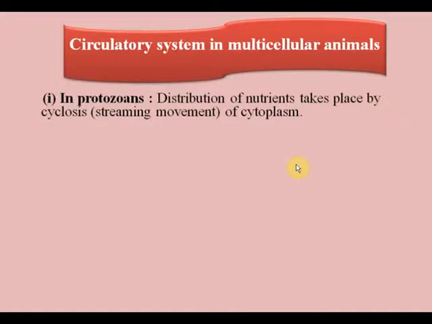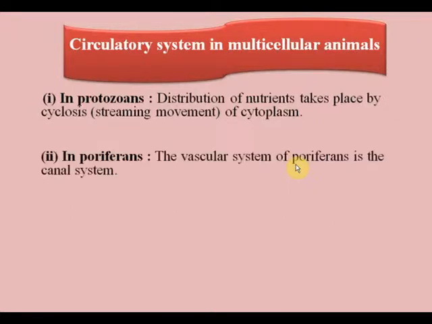Next, circulatory system in multicellular animals. In protozoans, distribution of nutrients takes place by cyclosis of cytoplasm. What is cyclosis? Cyclosis is streaming movement. In poriferans, the vascular system is the canal system. Actually, it is a system of circulation of water drawn from the outside medium into body spaces for transport of respiratory gases, waste and food articles.